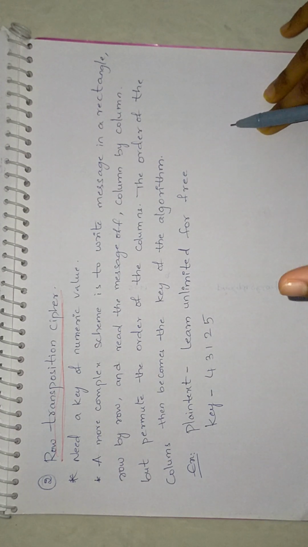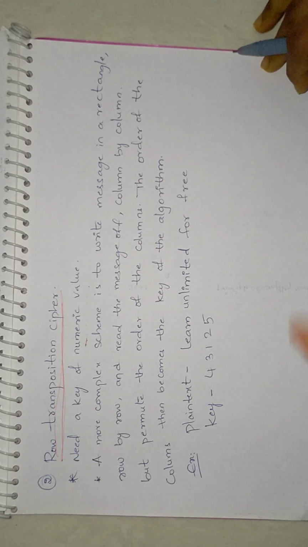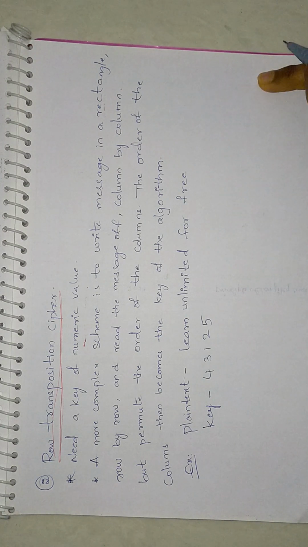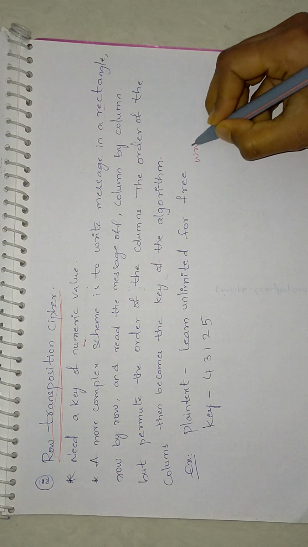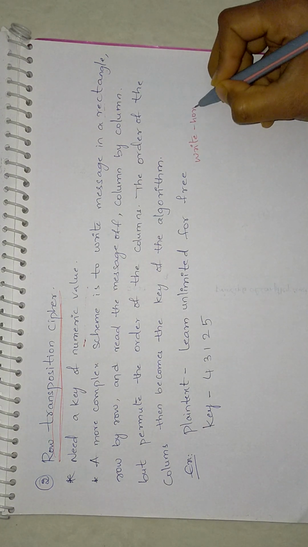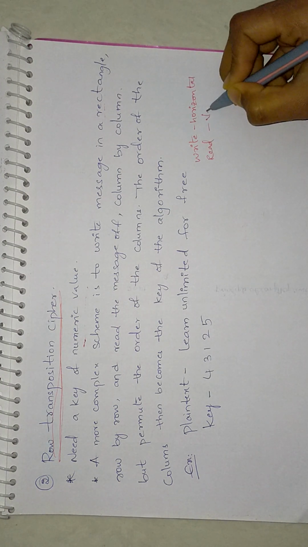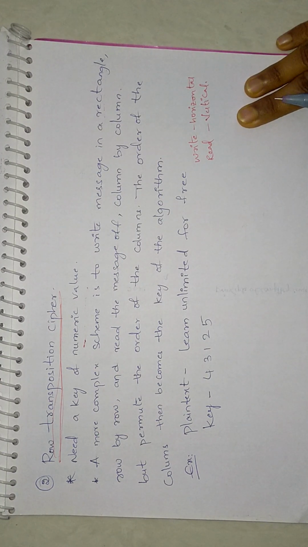And for this technique we will need one key which is of numeric value. That means it should contain only numbers. First we have to write the message in a rectangle, row by row, in this way. Then we have to read it column-wise, up to down. That means write horizontally, read vertically. This is how you do the row transposition technique.